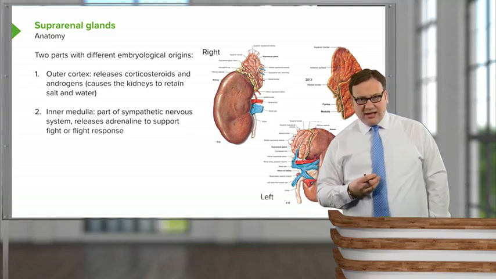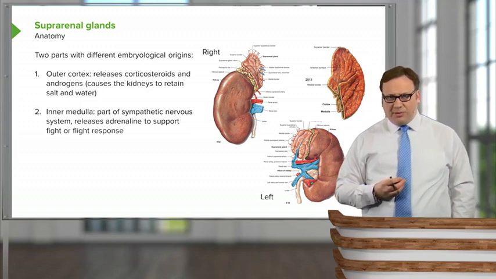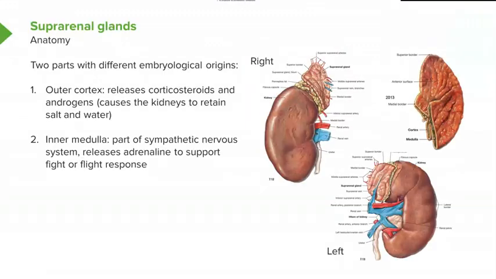The inner medulla is actually derived from the sympathetic nervous system. It was part of the sympathetic nervous system as it was developed, and it releases adrenaline, which supports that fight or flight response. So the inner medulla of the suprarenal gland is really an extension of the sympathetic nervous system. So it's involved in the fight and flight response.